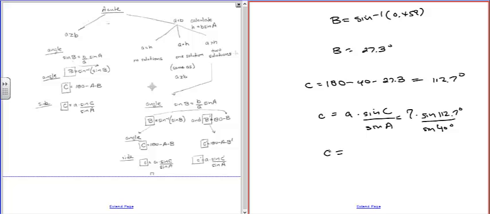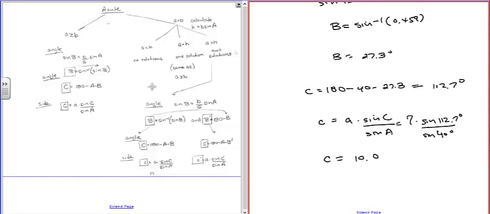Don't do it the wrong way. I almost did it myself. It's the sine of them. Don't divide 112.7 by 40. You've got to do the sines. And so what I get is 10.0, which is the longest of the lengths.